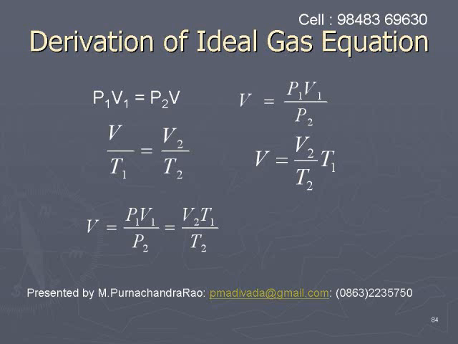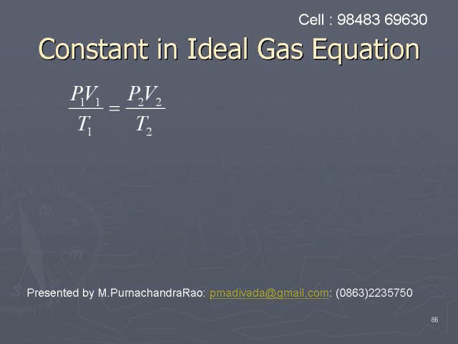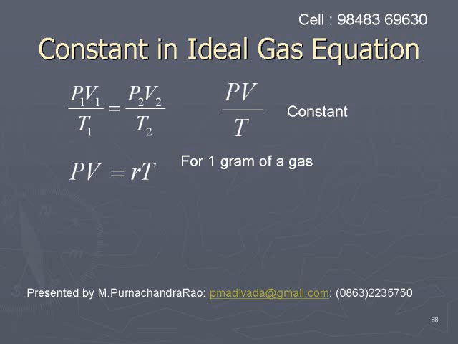So, equating both the values of V, we get P1 V1 by P2 is equal to V2 T1 by T2, or by rearranging we get P1 V1 by T1 is equal to P2 V2 by T2. Since P1 V1 by T1 is equal to P2 V2 by T2, this relation can be written as PV by T is constant. So, PV by T remains constant. This constant is taken as small r.